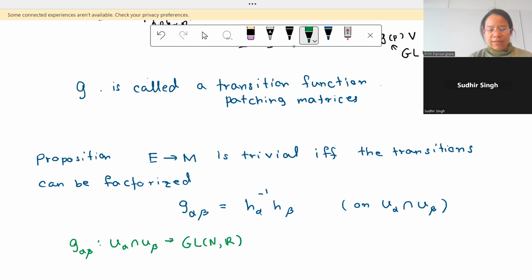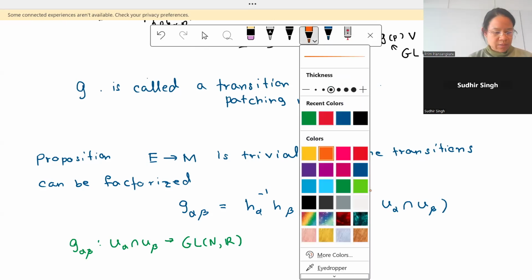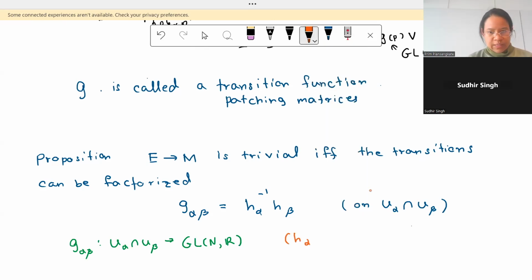Now, H alpha and H beta are the matrices that are defined on each neighborhood. Like H alpha, it's defined on U alpha. It's also invertible, with values in the invertible matrices. Okay. Right, so I leave it with this, and I will mention this proposition later when we have to use it.